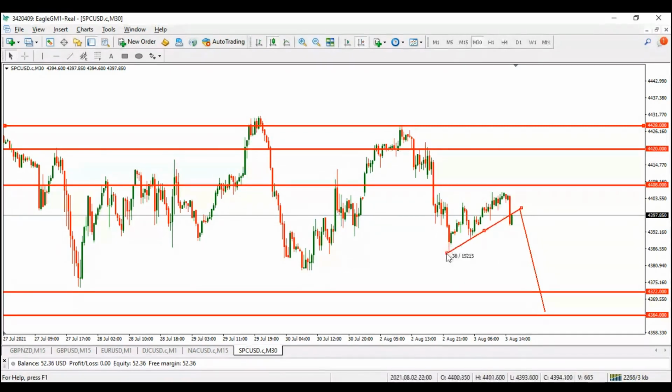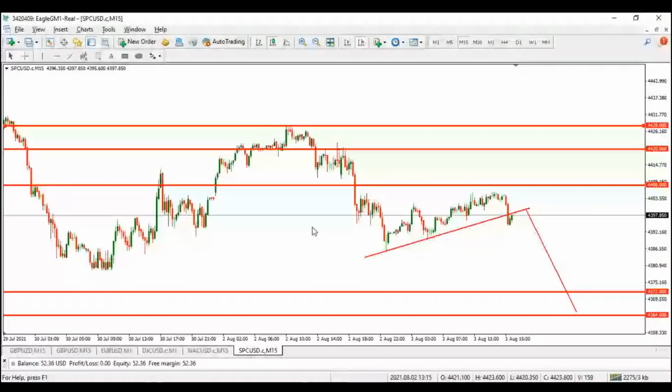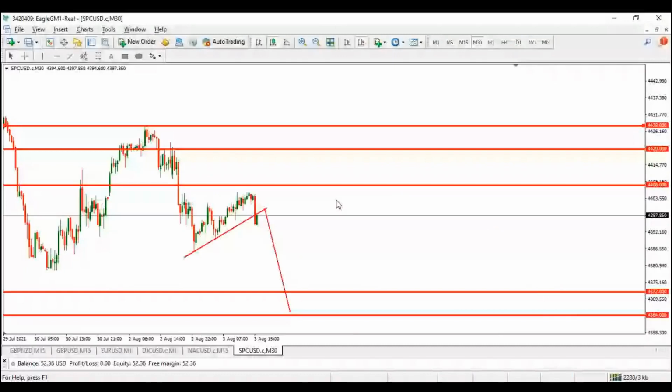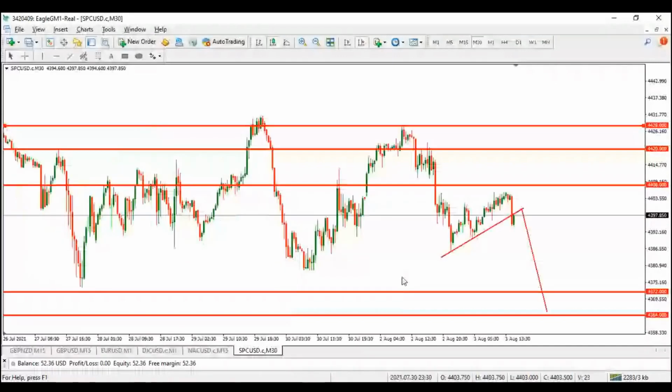Now, if you've been attending my classes, you understand that this is a break and a retest. This is just giving me more edge that yes, the signal is on the right path, because my own approach also is on the right path. So I'll be selling S&P 500 now.